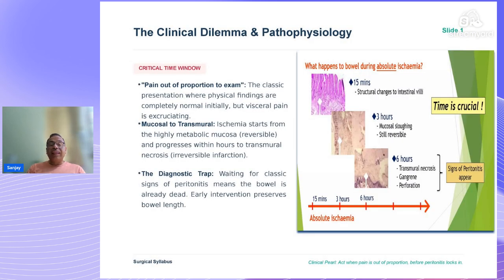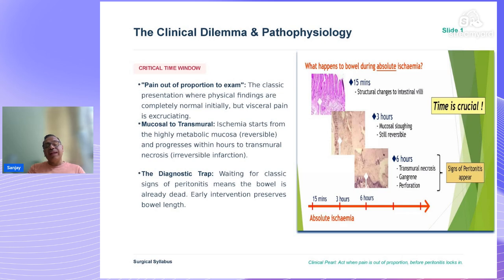Now, the clinical dilemma and pathophysiology of acute mesenteric ischemia. As I've already mentioned, this is one condition which can easily be missed in a patient. Most of these patients are elderly, and a high index of suspicion is required in any patient who comes to the emergency department with a complaint of abdominal pain which is out of proportion to the examination findings. That is one of the classical presentations.